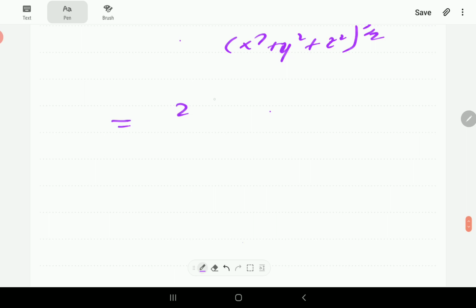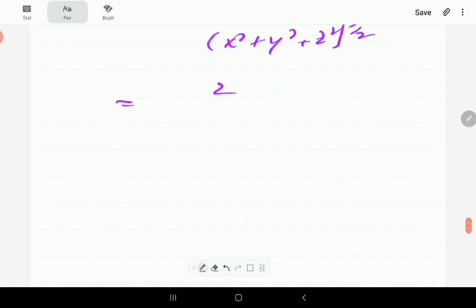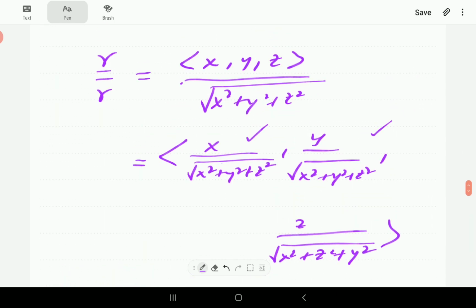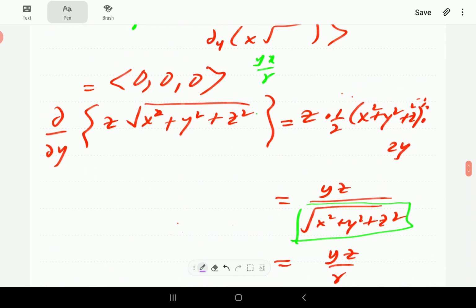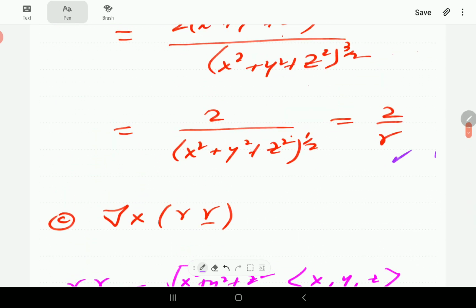And then we've already worked this out to be equal to, so if you cancel out here, this is going to be 2 over x squared plus y squared plus z squared to the power half. So this is 2 over r. It's the same answer that we got for the Laplacian of r, which was here. Right, so that is that.